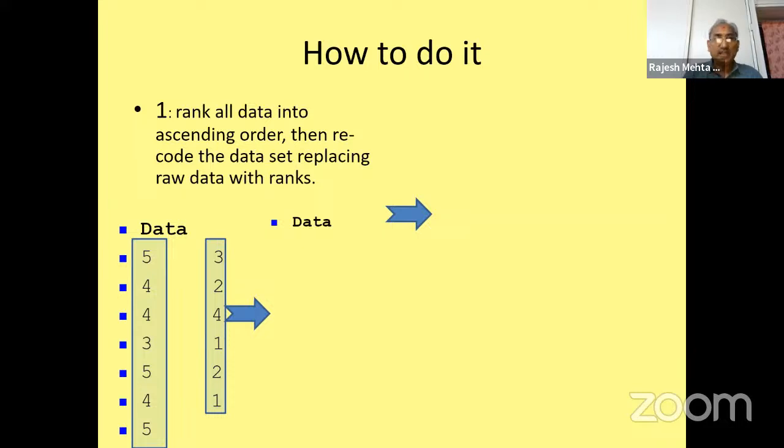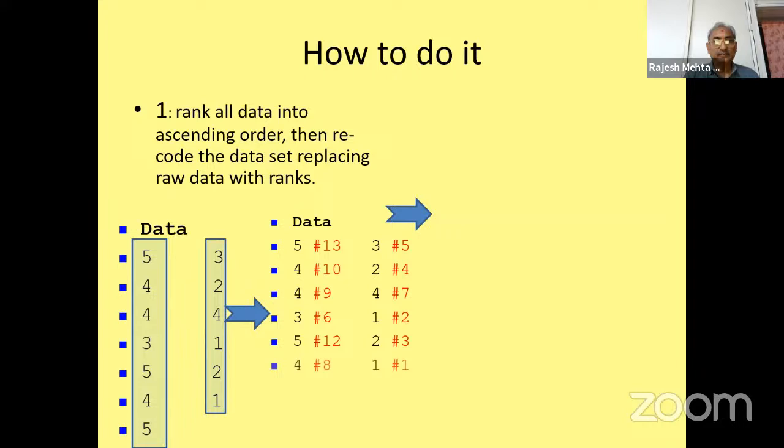Rank all data into ascending order and then recode the data set, replacing raw data with the ranks. That means as if it is together, you are giving a rank and then you are going to compare the ranks. So just look at this, how it is given a rank. You can see that there are total 13 observations. And all these 13 observations are ranked from 1 to 13.